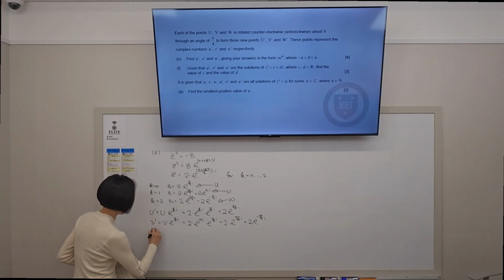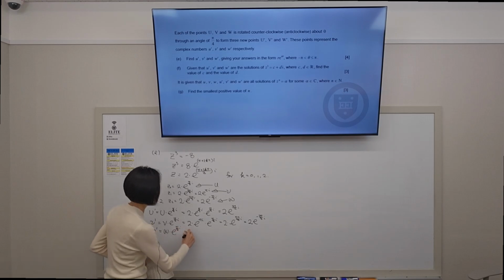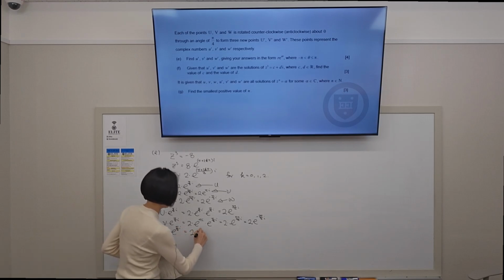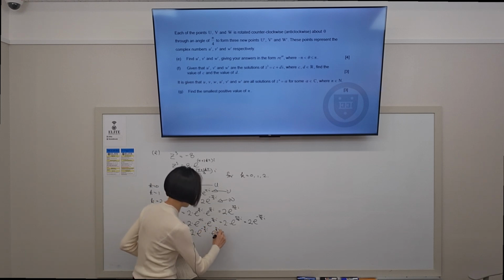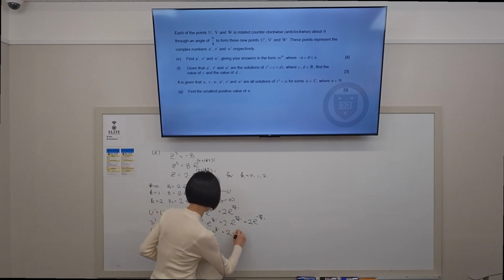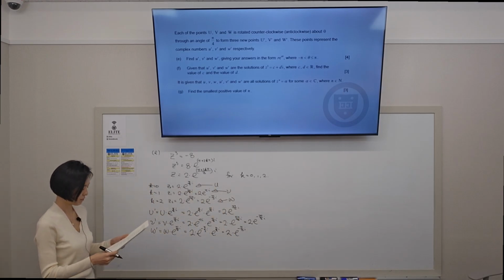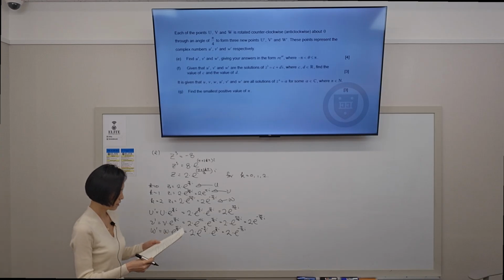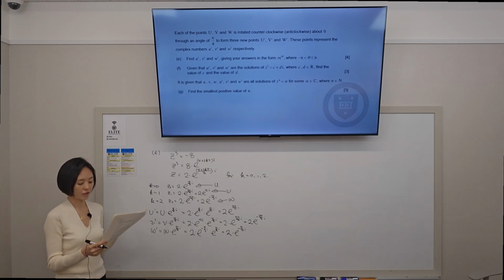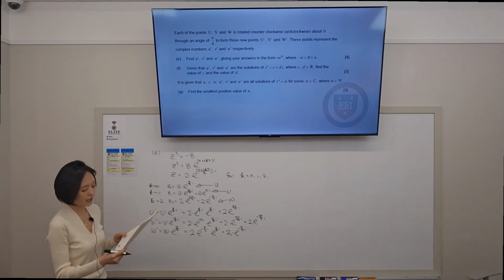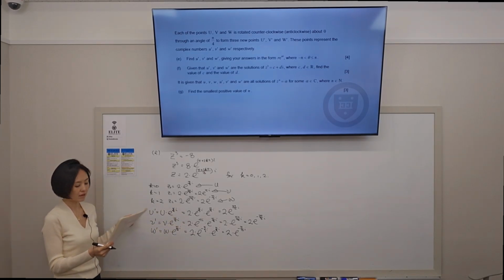And W dash equal to W times e to the pi over 4i, which is equal to 2 times e to the negative pi over 3i times e to the pi over 4i, which is equal to 2 times e to the negative pi over 12i. Okay, in F, U dash and V dash and W dash are all roots of Z cubed equals C plus Di. So if you take one of the roots and cube it, then we get C plus Di.